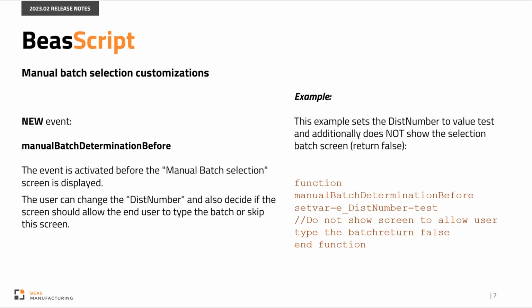We have added 2 new events with which you can manage manual batch determination. The manual batch determination before event is activated before the manual batch selection screen is displayed. The user can change the dist number and also decide if the screen should allow the end user to type the batch or skip the screen.